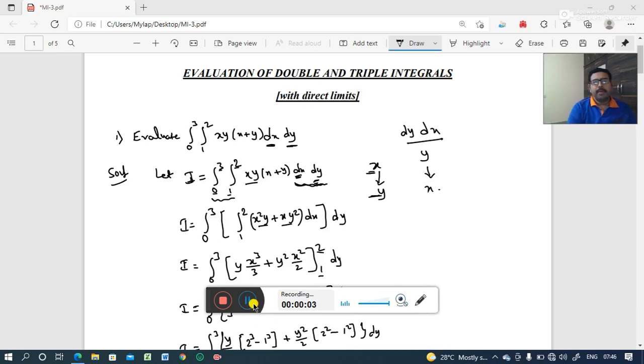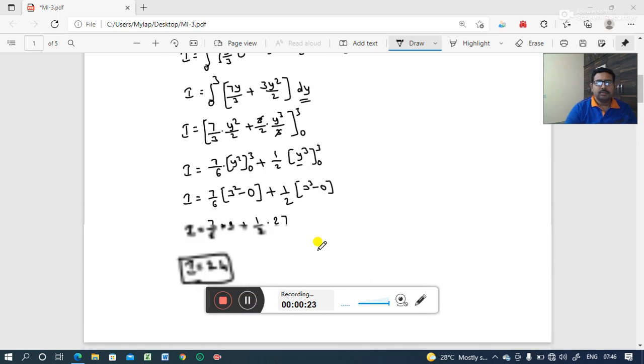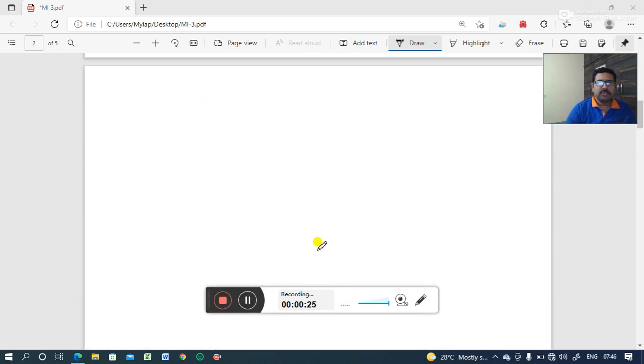Hello friends, welcome back. In my previous video, I explained evaluation of double and triple integrals by using the problem: evaluate integral 0 to 3 integral 0 to 2 xy into x plus y dx into dy. To understand more about this, let us go with some more problems. Now I am going to solve the second problem on this concept.